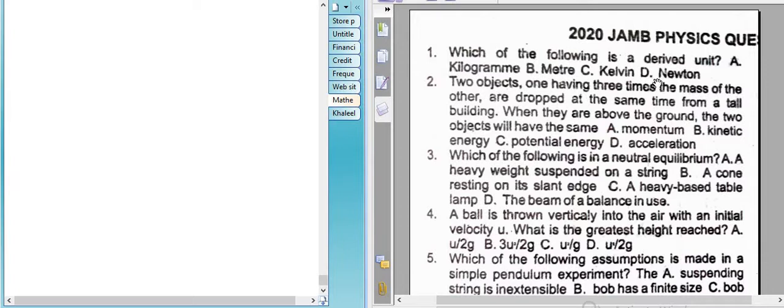The last option is Newton. We know Newton is a unit of force, and force is a derived quantity because it cannot be measured directly from an experiment or from a device. Force is defined as mass times acceleration, meaning if we know the mass and the acceleration, we can evaluate and find the Newton. Therefore, Newton depends on mass and acceleration. Hence, Newton is a derived quantity, and the unit of Newton is a derived unit. Out of the four options, only Newton is a derived unit. Therefore, the correct option is D.